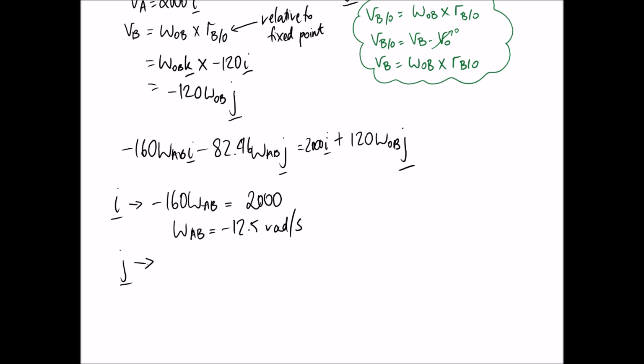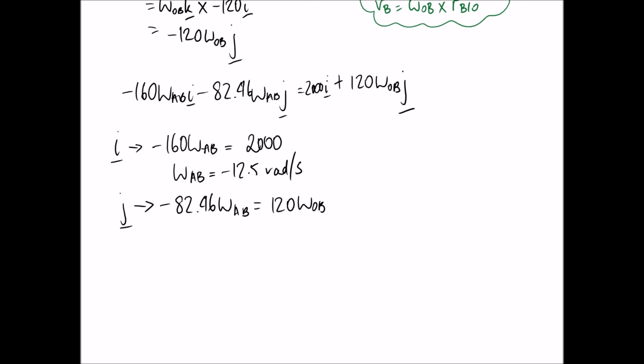And for the j, taking those ones out, we get that for our equation, and we're interested in omega OB. So rearranging and subbing in, we get an answer of 8.59 radians per second.